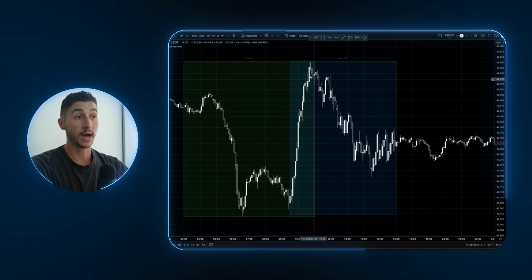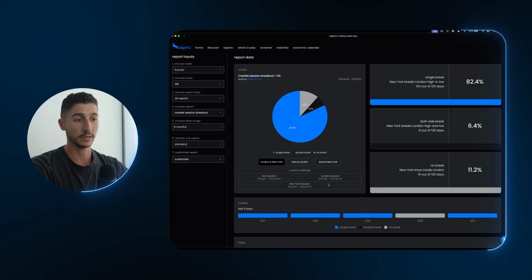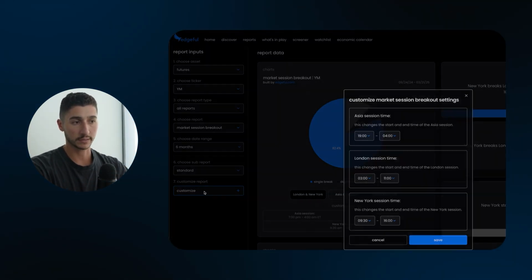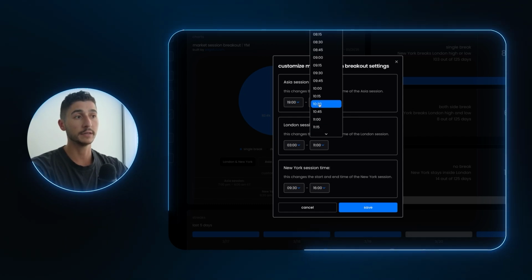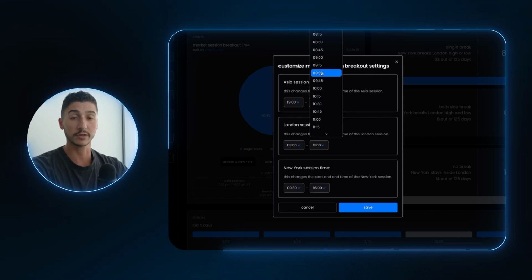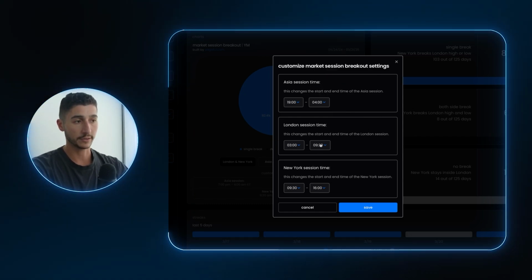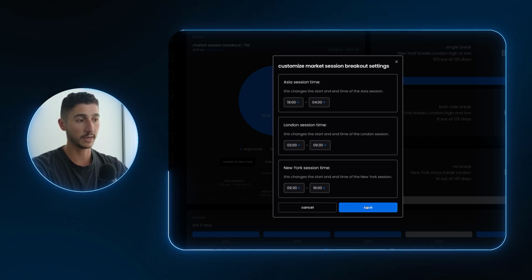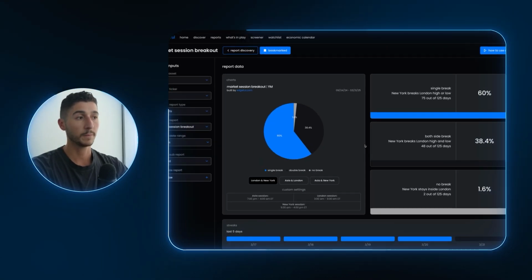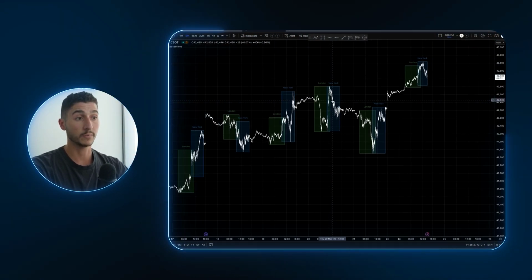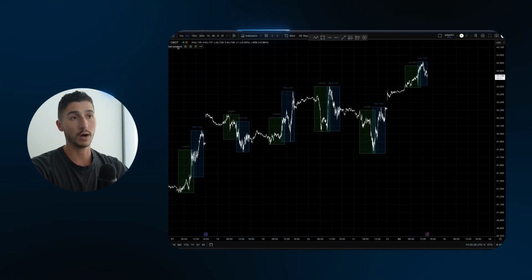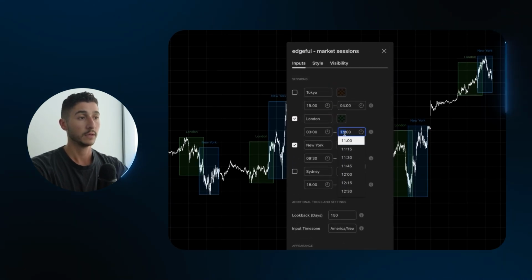So what's really important is to understand the sessions that you're looking at. If you do not want this overlap between London and New York, you can go to the customization here and move the end time of the London session to end when the New York session starts. So 9:30 end time, 9:30 start time, click save. And now obviously you can see that the stats changed. But what's really important now is that you need to make sure that you update your indicator accordingly.